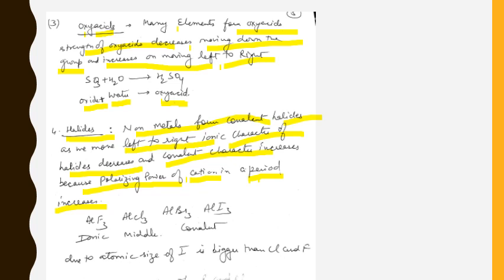As an example of the halides, I have taken aluminum fluoride. This is ionic in nature, and aluminum chloride is in the middle of the ionic and the covalent, and then we move towards aluminum bromide and iodide. Due to the atomic size of the iodide anion, which is bigger than chlorine and fluorine, its polarizability increases, and increased polarizability means the covalent character increases.